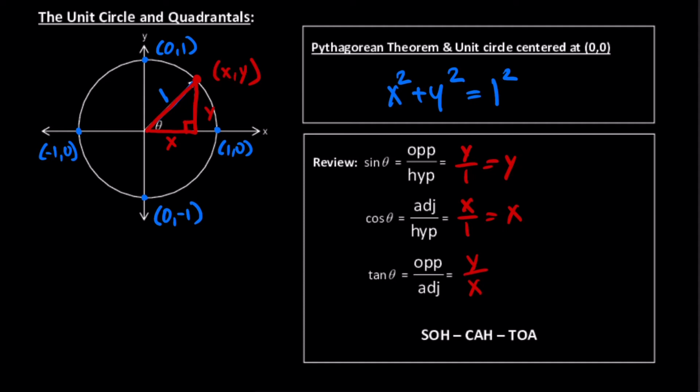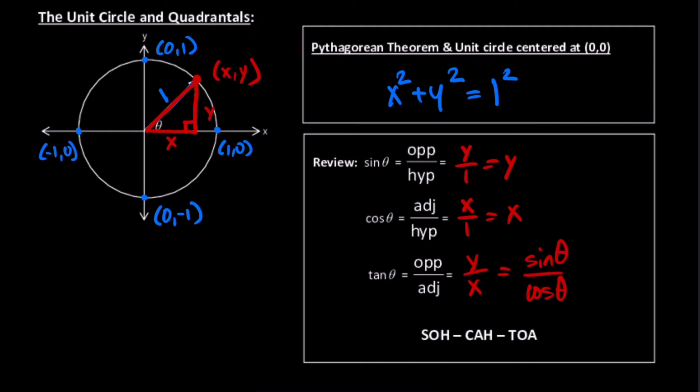So what does that tell us? That tells us that sine is equivalent to y, that cosine is equivalent to x, and that tangent is y over x, or sine over cosine. So going back to our unit circle here, what do we know? Sine is y. Cosine is x. So this coordinate right here I can rewrite actually as cosine theta comma sine theta.